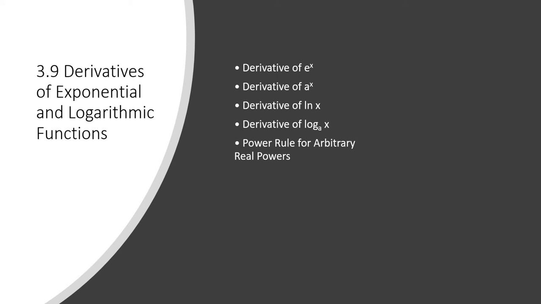And finally, to wrap up Chapter 3, we're going to be talking about derivatives of exponential and logarithmic functions. These include e to the x, a to the x, which can be any constant, ln of x, log base a of x, and power rules for arbitrary real powers. Now, deriving e to the x, which is the Euler number, e raised to x, is perhaps one of the most interesting derivatives, and that's because something interesting happens.